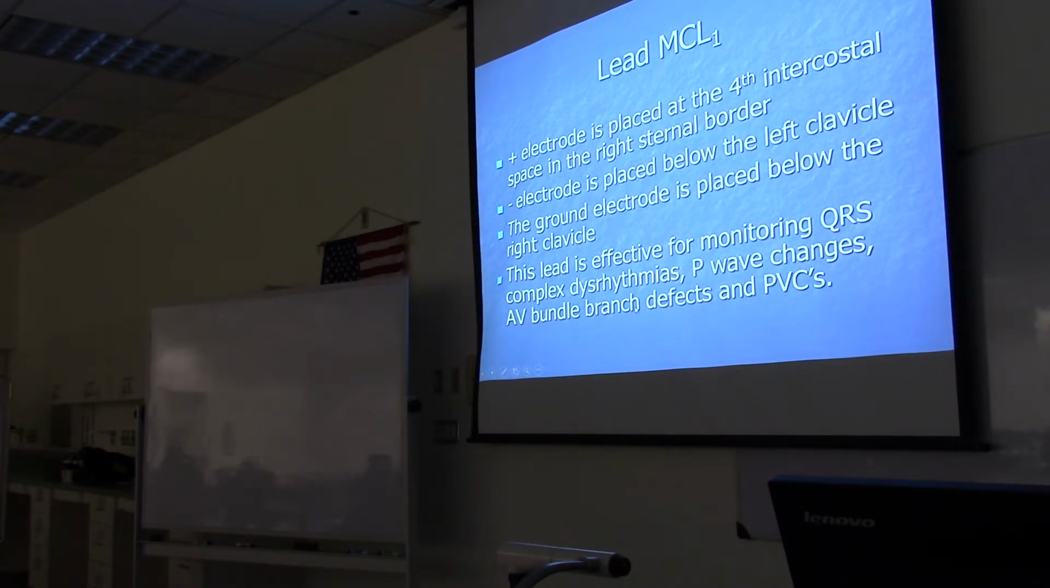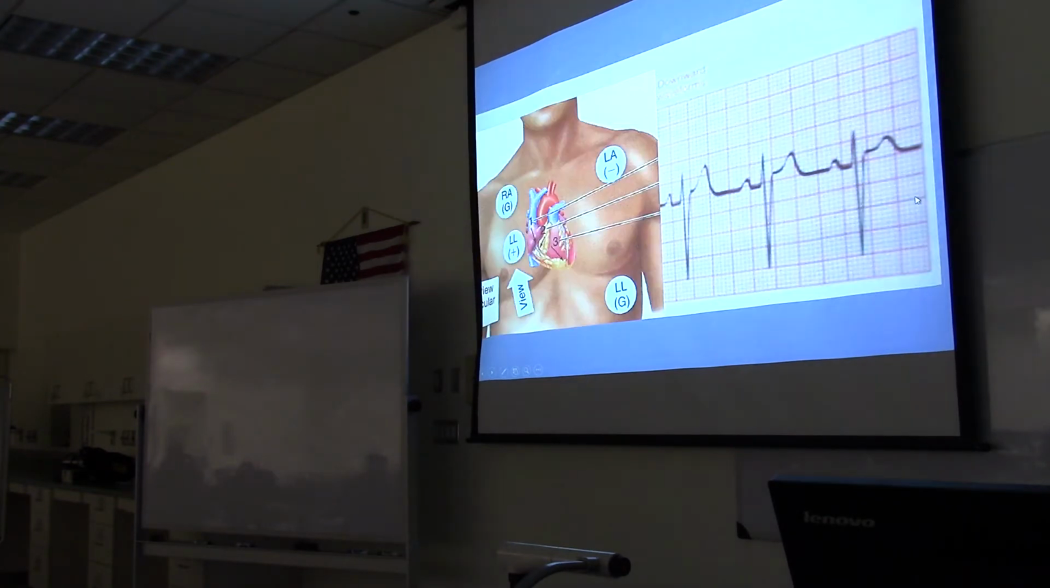It says this lead is effective for monitoring QRS complex dysrhythmias. So something going on in the ventricles, MCL1 will notice it best. It's best for noticing P wave changes or something going on in the atria, or if there's a defect in the bundle branch. And it sees PVCs well too. So that's why they like to use that lead.